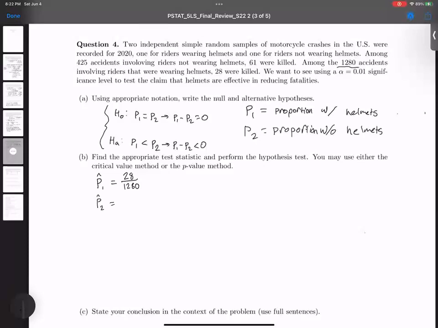And now P2, again, this is why we defined it up above so that we can keep track, and we know that P2 would be then the other sample that we took. So 61 over 425.